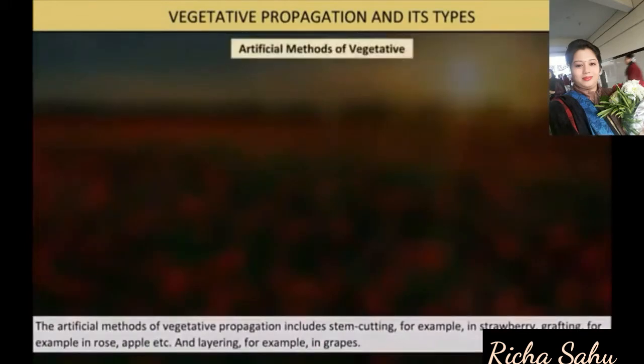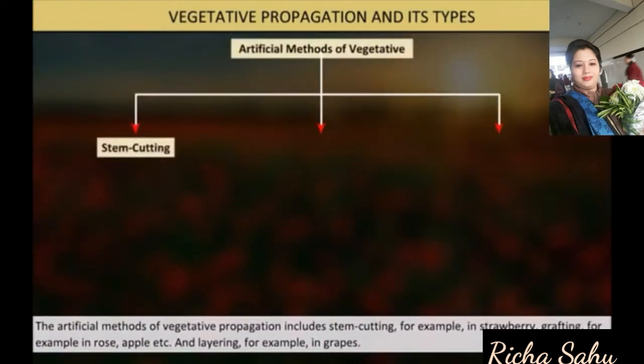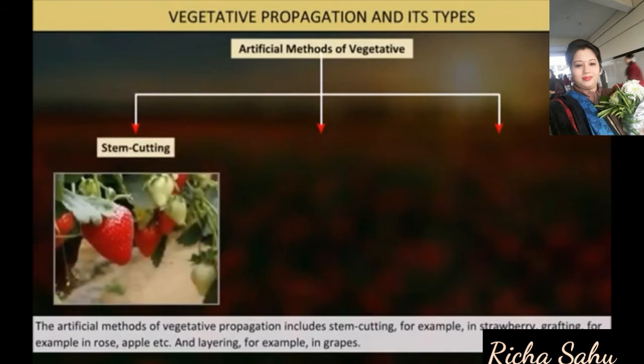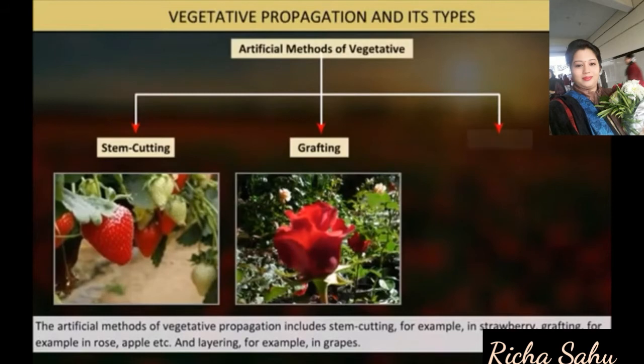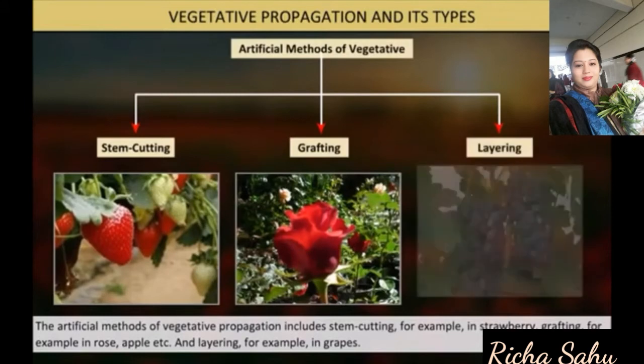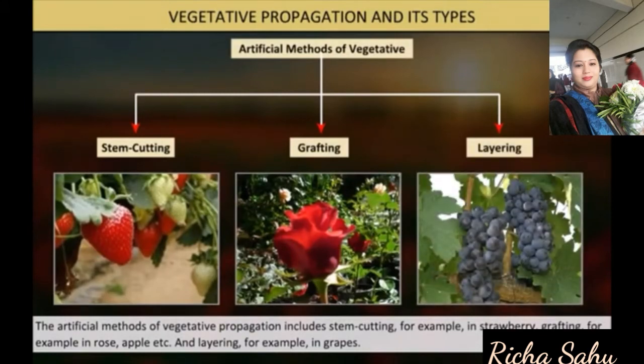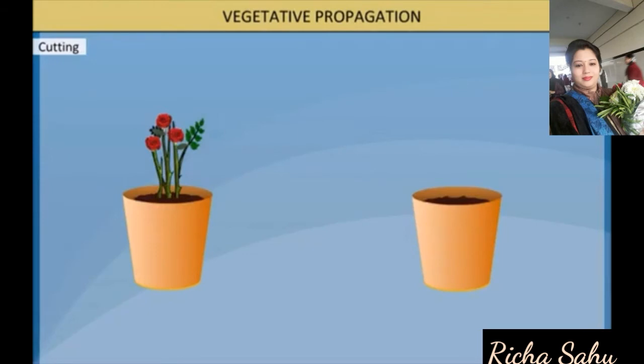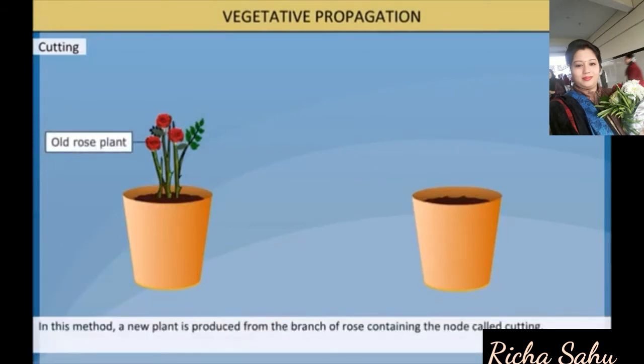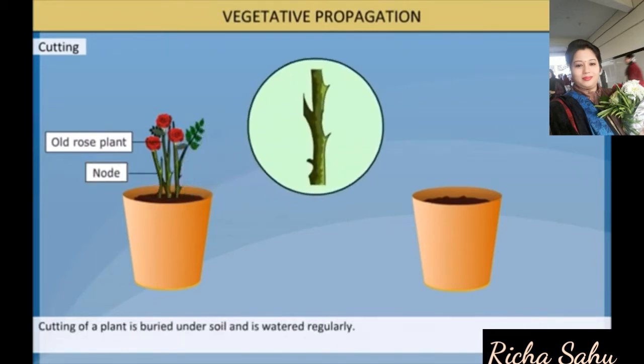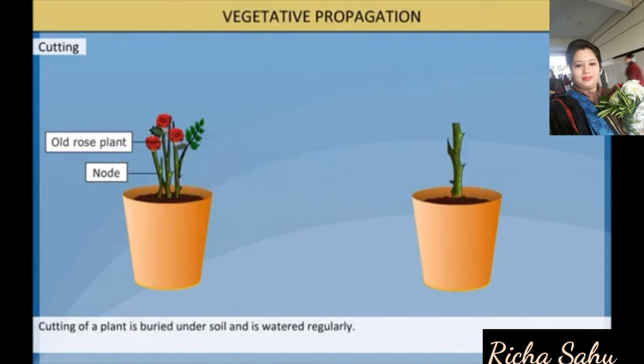Artificial methods of vegetative propagation include stem cutting, for example, in strawberry, grafting, for example, in rose, and layering, for example, in grapes. Cutting. In this method, a new plant is produced from the branch of rose containing the node, called cutting. Cutting of a plant is buried under soil and is watered regularly.